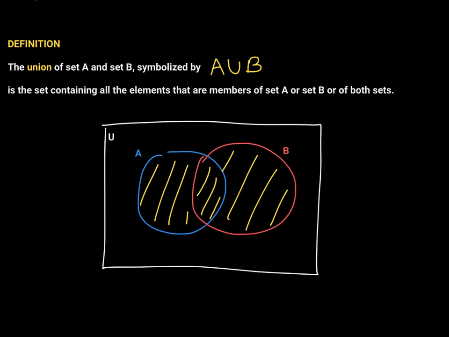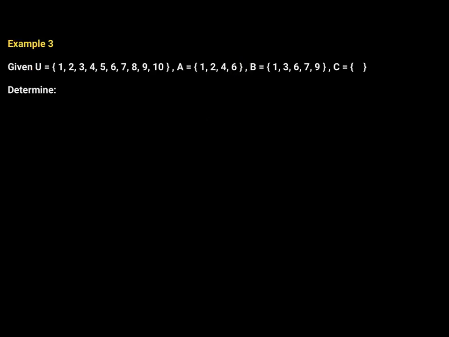Now let's go to our next example. All right, we have the universal set and we have 3 subsets. The first thing they want us to find is A union B. Now, remember, by definition, this is the set of all elements that are either in A or in B. So as long as you belong to either one of them, you make it into the union.